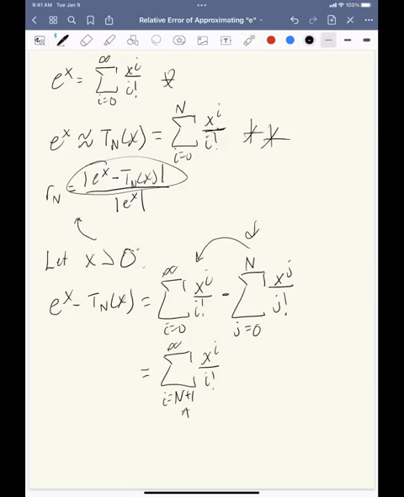Okay. So now, plugging this into our definition of relative error, we have R sub n is equal to the absolute value of the power series from i equals n plus 1 to infinity of x to the i over i factorial, over e to the x. Cool.